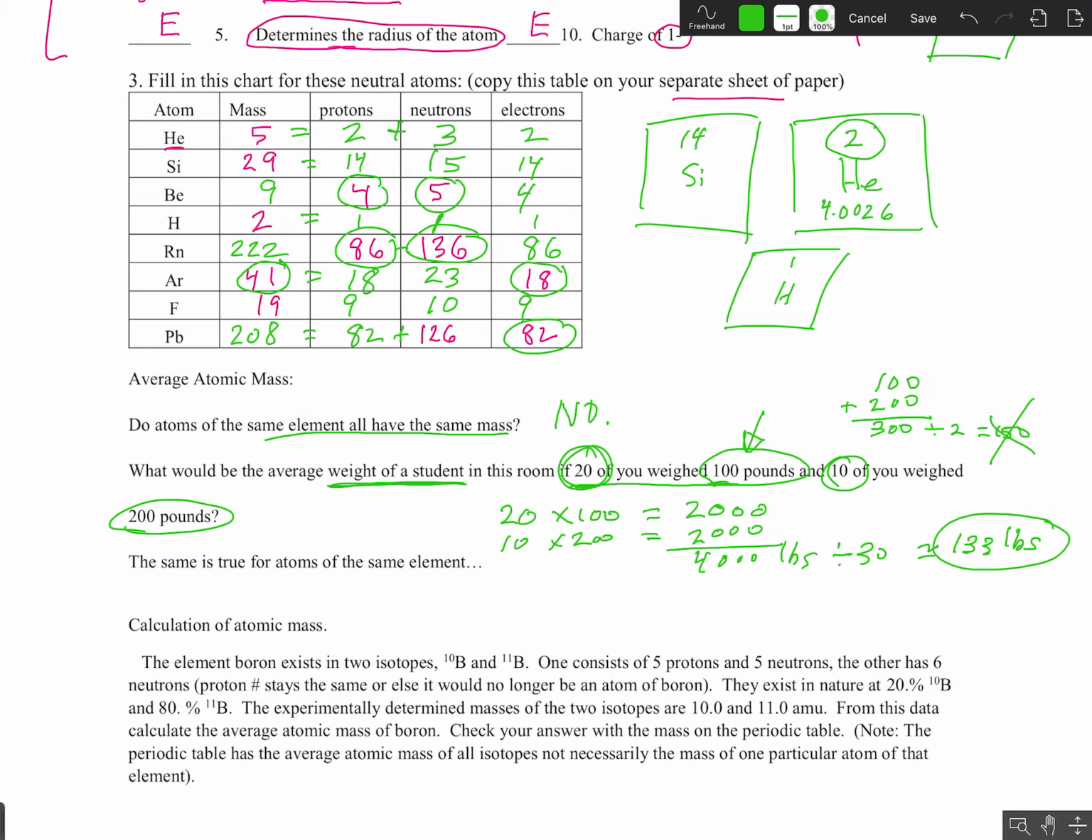Now, did any of those students end up weighing 133 pounds? No, they either weighed 100 pounds or 200 pounds. None of them weighed the average. Why is the average closer to 100 than it is to 200? Yeah, because more of them weighed 100 pounds than weighed 200 pounds. The same is true for atoms of the same element. We need to do a similar calculation.